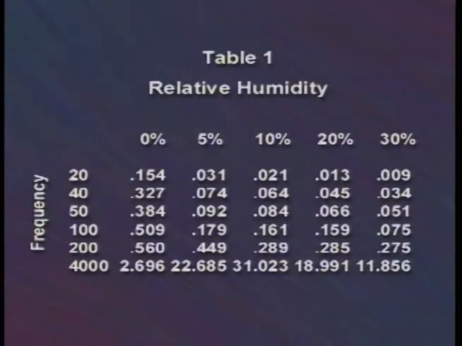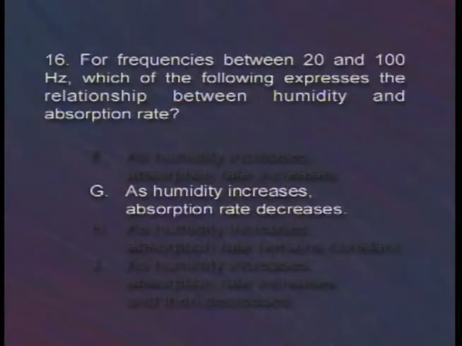Scanning the rows for frequencies from 40 to 100 Hz reveals the same pattern. The correct answer is G. As humidity increases, absorption rate decreases.